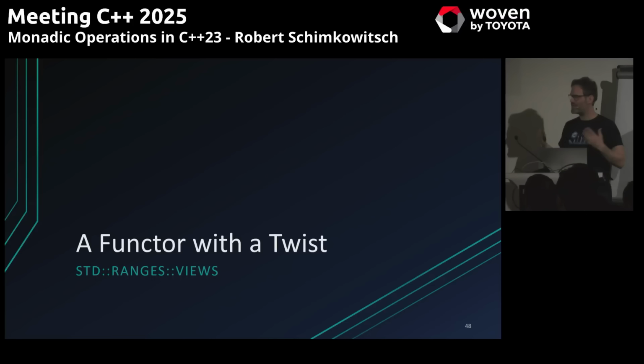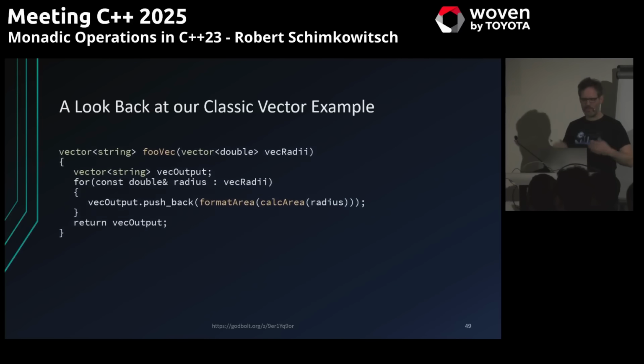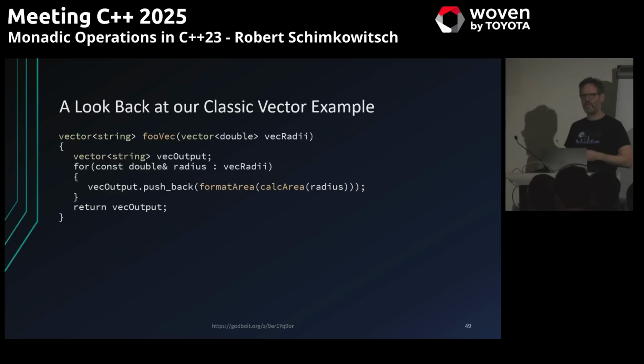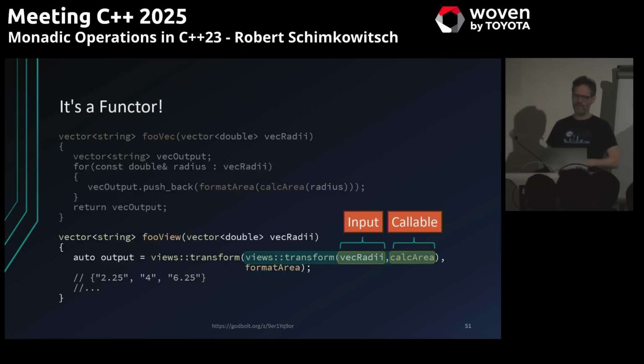Now, I've used vector as an example to show the benefits of using a functor, but of course we might want to use other containers or general ranges, and we don't want to write such a functor ourselves. We don't have to, there's std ranges views. When we look back at the vector example, specifically at the classical implementation, we can get the same thing with something like this. Now, let's take a look at what happens.